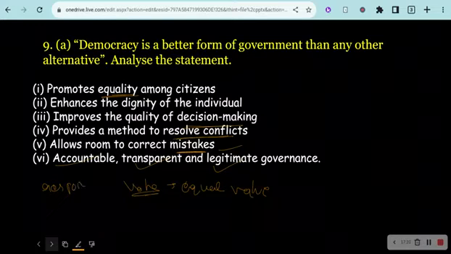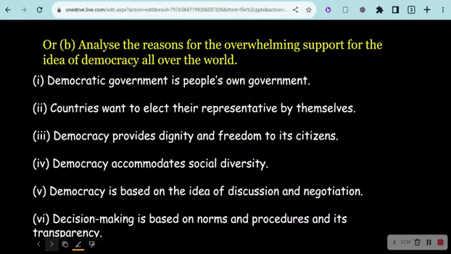Correct? The democratic government is responsible for it, right? And that it is legitimate and transparent because we are the ones who are choosing. Correct? We are the ones who are choosing it. So obviously it will be legitimate and transparent. You can do our question, either that one or this one.